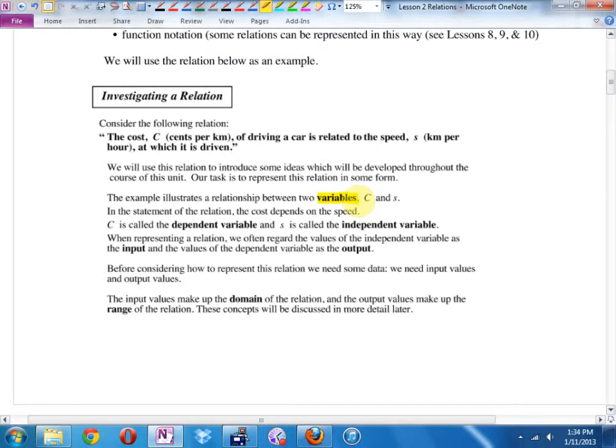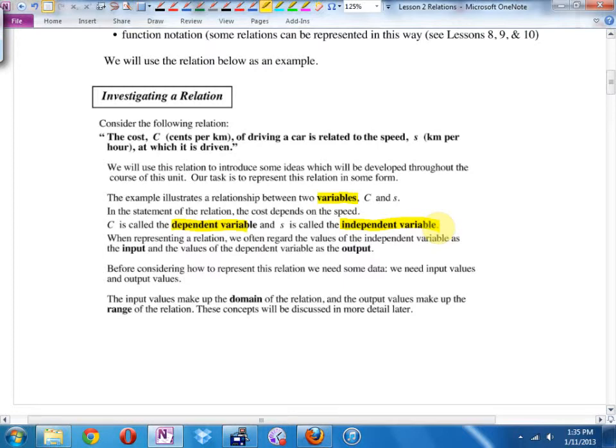Otherwise, I'll try and use the first letter of whatever we're talking about, unless they both have the same first letter, like toothpicks and triangles a couple of days ago. Then I'll use different letters. In the statement of the relation, how much it costs depends on how fast you're going. Did you hear me say the word depends? Cost is the dependent variable. S is the independent variable.